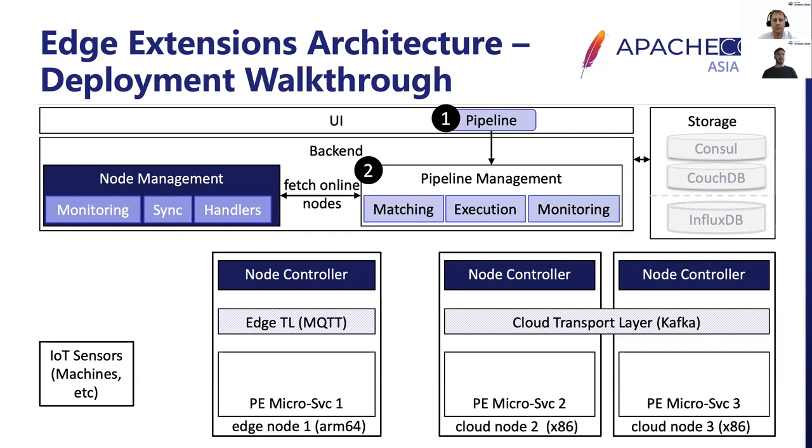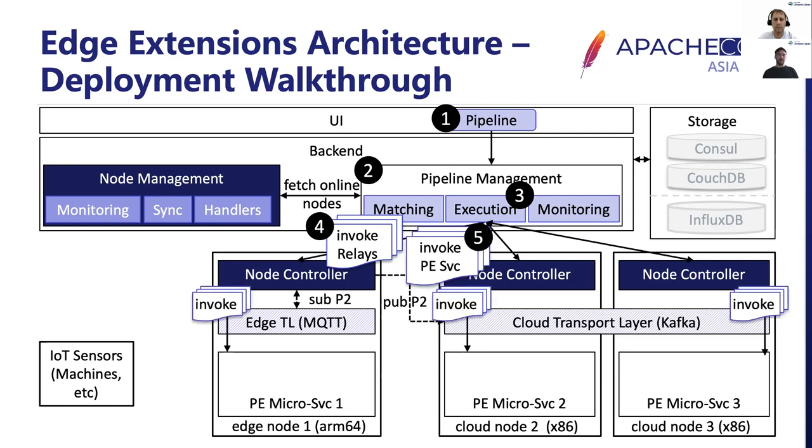So if we go through a deployment walkthrough, it looks like this. The pipeline management receives the pipeline description, then fetches all online and healthy nodes that are currently available, and then sends out the invocation requests for the event stream relays if they are necessary. So here, for example, the node controller already establishes a subscription to a pipeline element P2 and forwards that to the cloud transport layer via a publishing command.